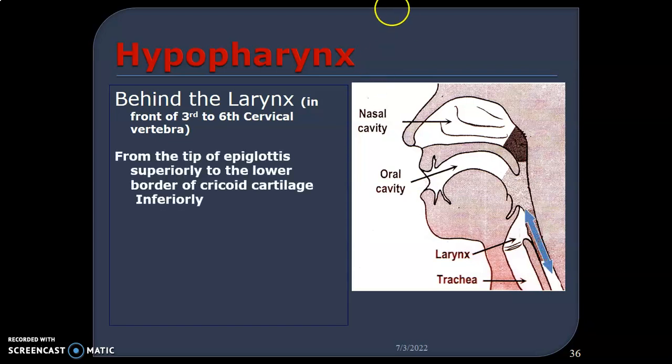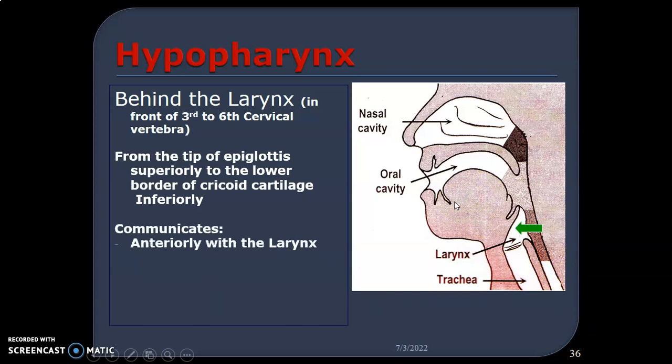So what are the extents of the laryngopharynx? From the tip of the epiglottis to the lower border of cricoid cartilage, and from there henceforth it continues as esophagus. So remember, nasopharynx from skull base to soft palate. Oropharynx is from soft palate to tip of epiglottis, and hypopharynx is from tip of epiglottis to the lower margin of the cricoid cartilage. That's at the lower border of C6 vertebra, whereby the laryngopharynx will now continue as the esophagus.